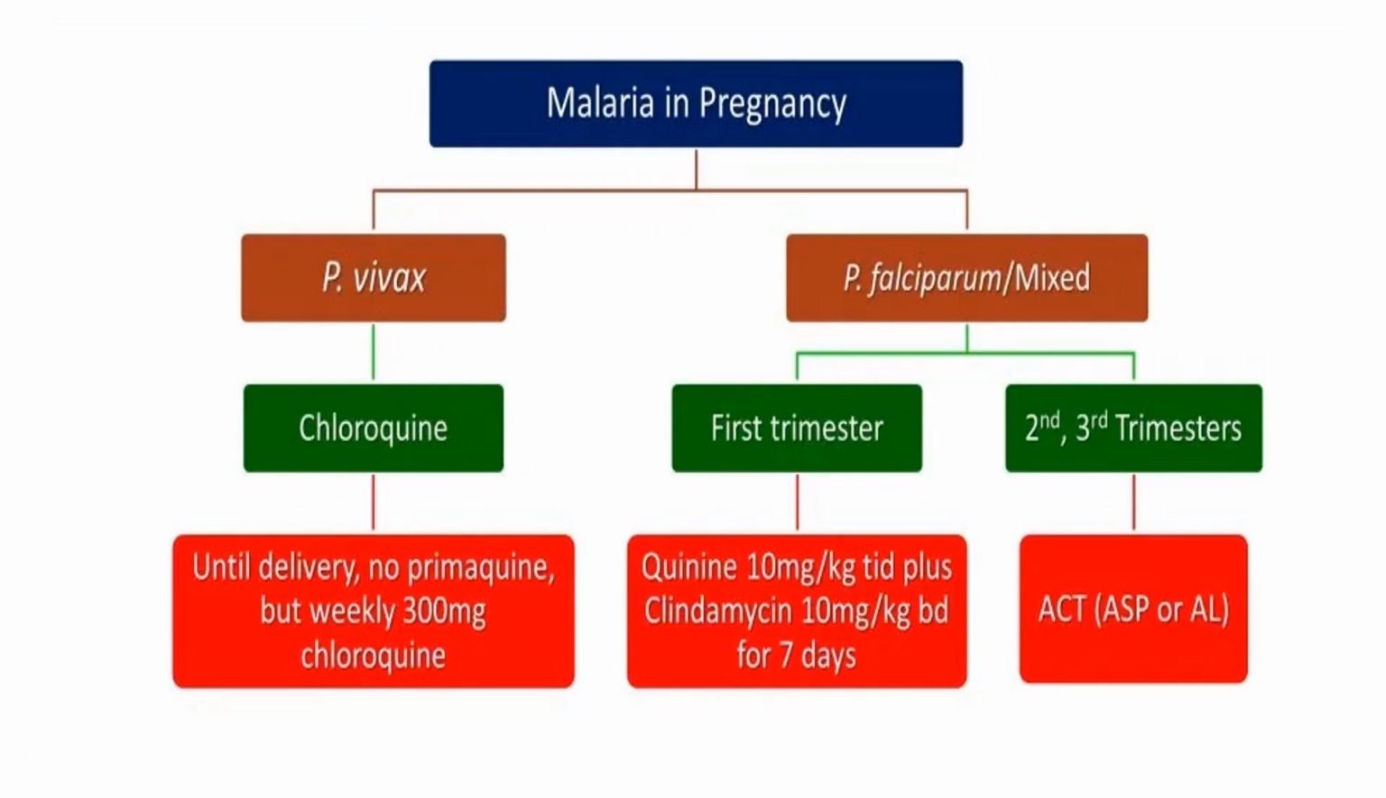So in case of malaria and pregnancy, if the card reads so, then you have to mention that if it is Vivax, you have to go for chloroquine until delivery, no primaquine, but weekly 300 milligram chloroquine. And if it is falciparum or a mixed one in pregnancy, then in the first trimester we are going to give quinine 10 milligram per kg TID plus clindamycin 10 milligram per kg BD, that is twice, for 7 days. And in the second and third trimester, of course, we are going to go for the artemisinin-based combination therapy.